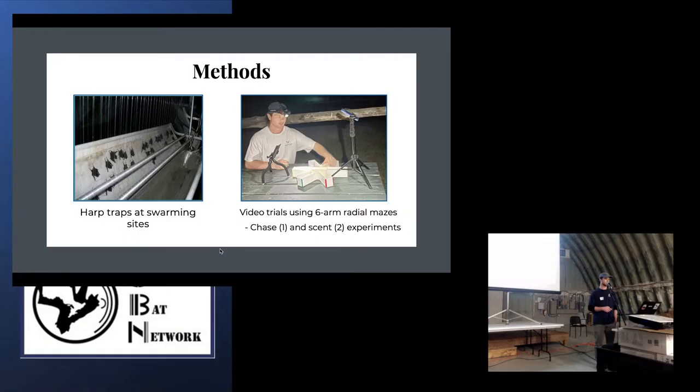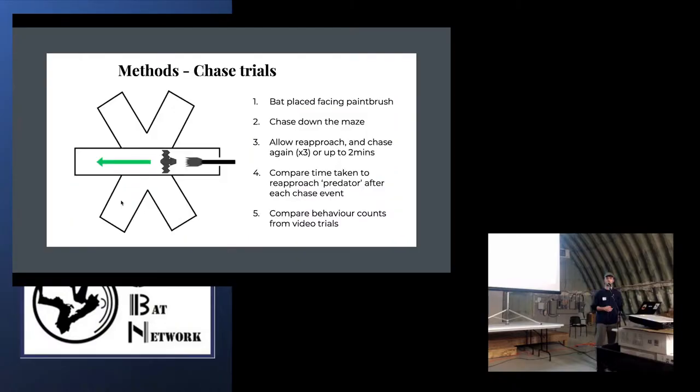More specifically, looking at the chase trials, you can see from my beautiful diagram, the 6-arm radial mazes were modified to be a single hallway with a paintbrush acting as our model predator, sticking through one side of the maze. And this was designed to evaluate whether rock roosting bats are bolder when in direct contact with a potential predator. So first, the bat was placed facing the paintbrush as close as we could get to the paintbrush. It was chased down the maze, all the way down. The paintbrush was brought back to the entrance, and the bat was allowed to reapproach as long as it took, and this was called latency time. And we performed this chase 3 times, or up until, like I said, the trial reached 2 minutes.